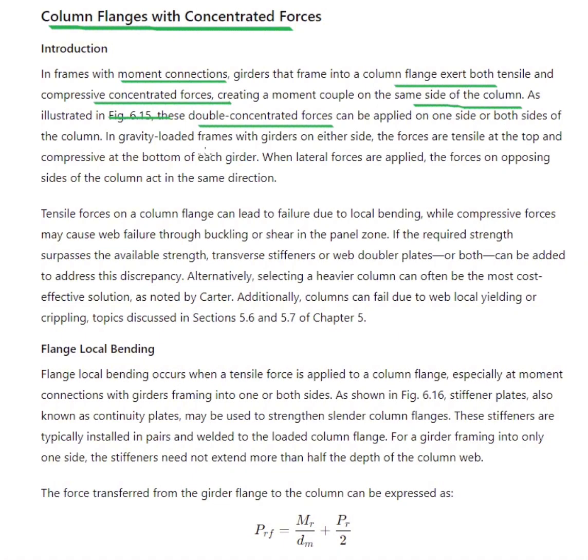In gravity loaded frames, on the girders on either side, the forces are tensile at the top and compressive at the bottom of each girder. When lateral forces are applied, the forces on opposing sides of the column act in the same direction. We can see some.